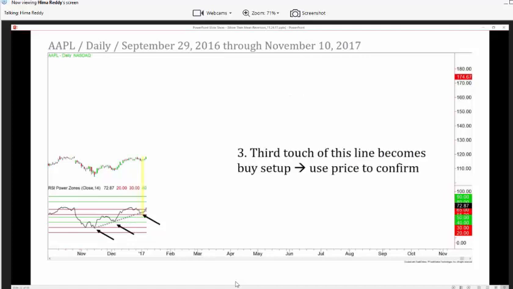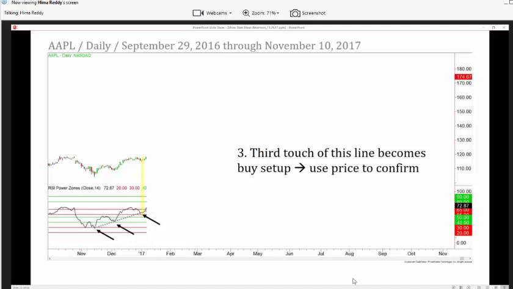Third touch of this line, if you get it, you won't always get it. You might draw these trend lines and then the market runs away from it, or the market reverses before it becomes a signal. But the third touch of this trend line, with the formation of a low at that line, becomes your buy setup, and you use price to confirm.